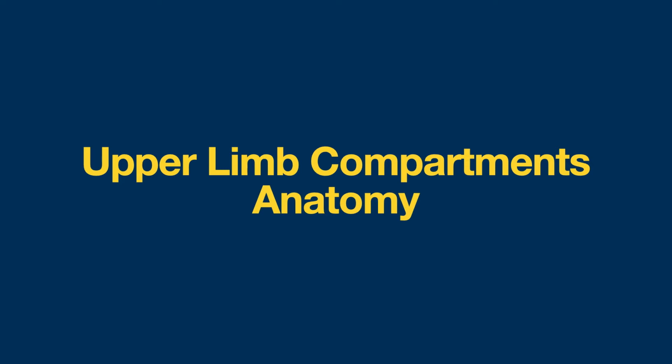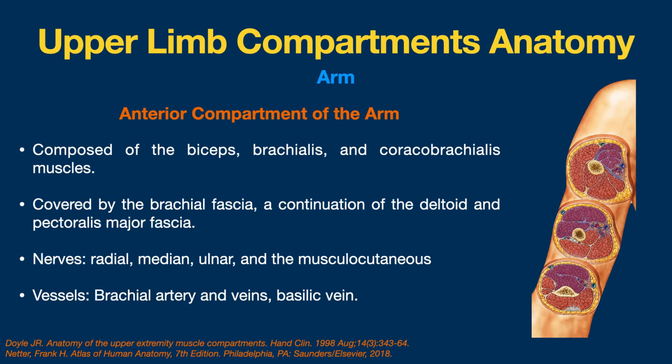Upper limb compartments anatomy. Anterior compartment of the arm. It's composed of the biceps, brachialis, and coracobrachialis muscles. It's covered by the brachial fascia, a continuation of the deltoid and pectoralis major fascia. It contains the radial, median, ulnar, and musculocutaneous nerves, brachial artery, and veins.